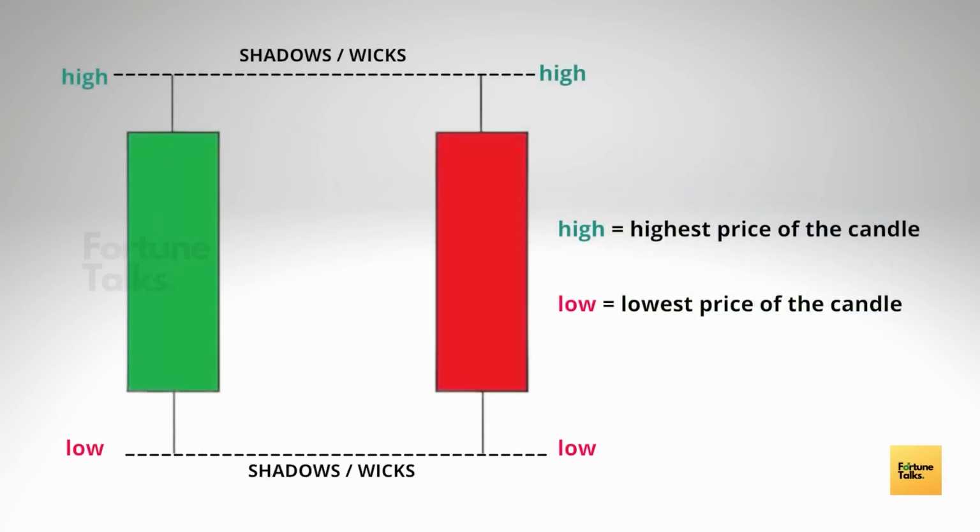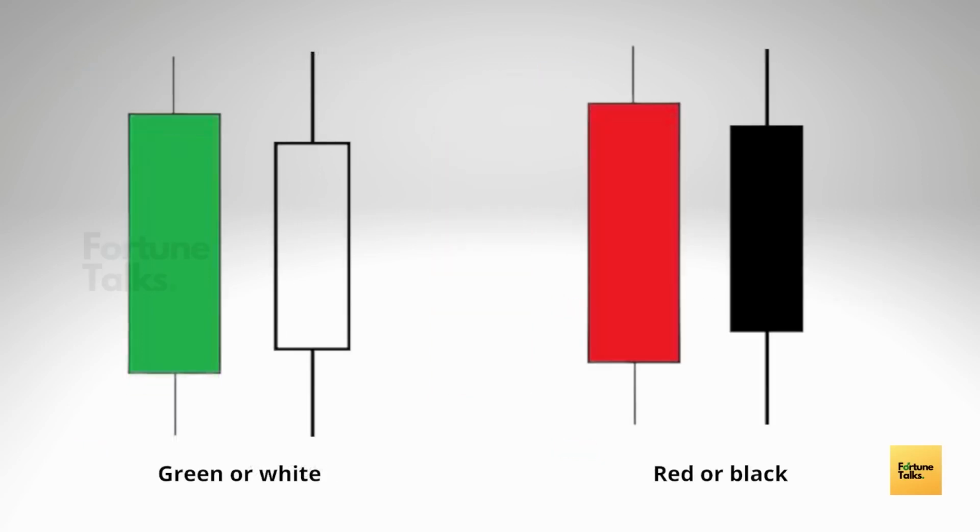The upper wick signifies the high of the period and the lower wick signifies the low of the period. The high is the highest price point of the candle at a particular time and the low is the lowest price point of the candle at a particular time depending upon the time frame you are trading on. Candlesticks generally have two popular colors, green and red.